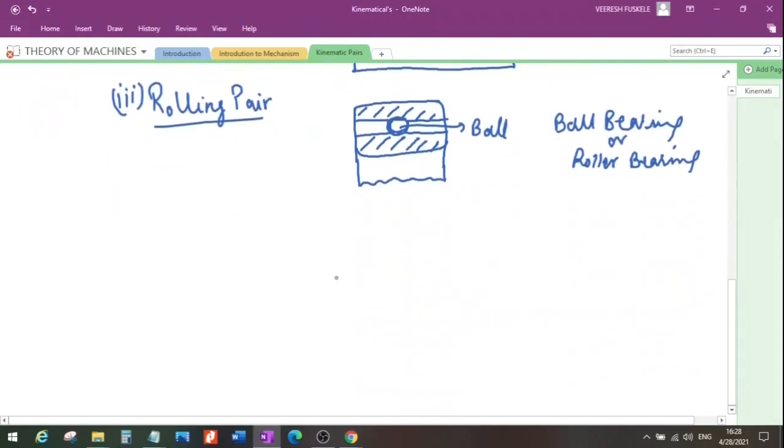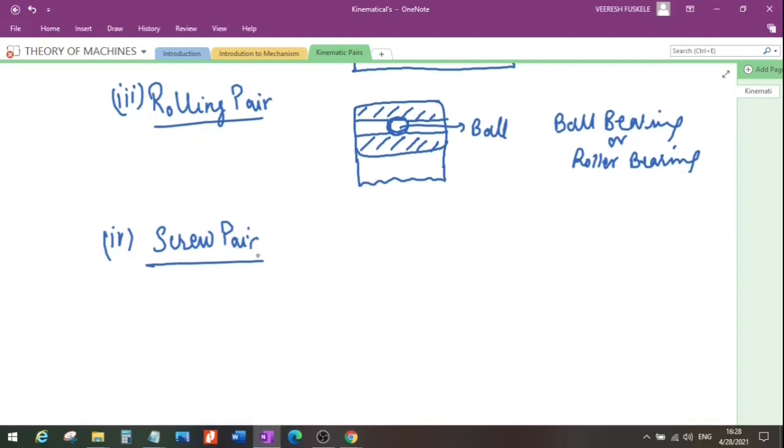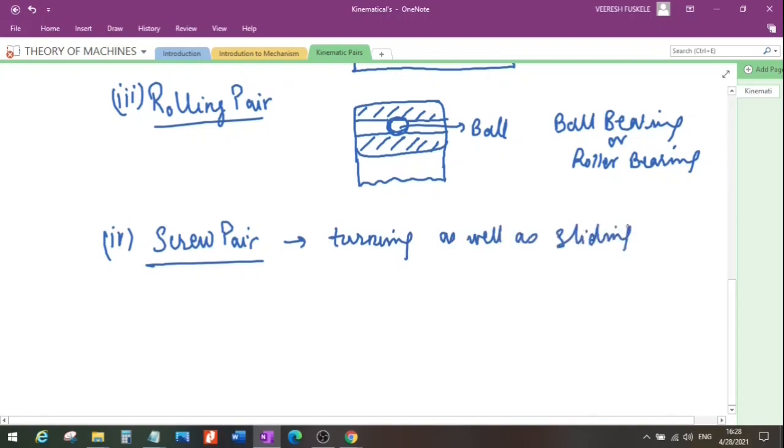Next kinematic pair is basically the screw pair or a helical pair, right? So if two mating links have a turning as well as a sliding motion between them, then they form a screw pair, right? So turning as well as sliding motion is there. So both these motions take place simultaneously.